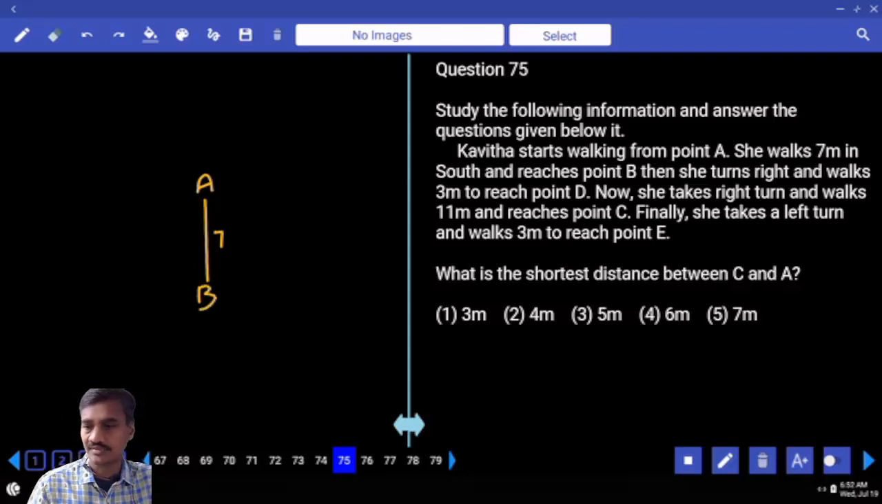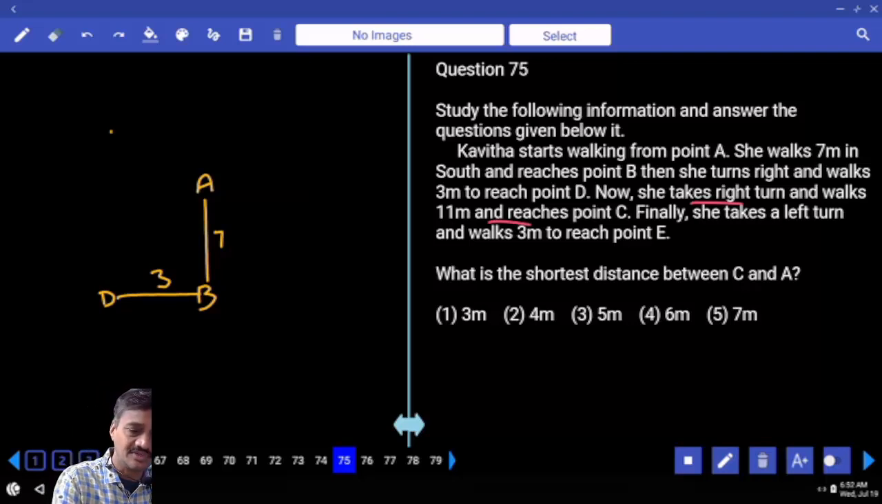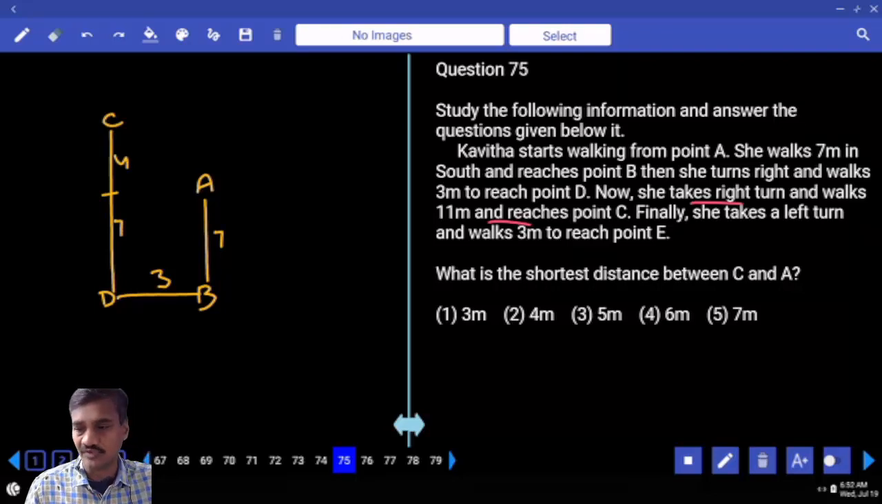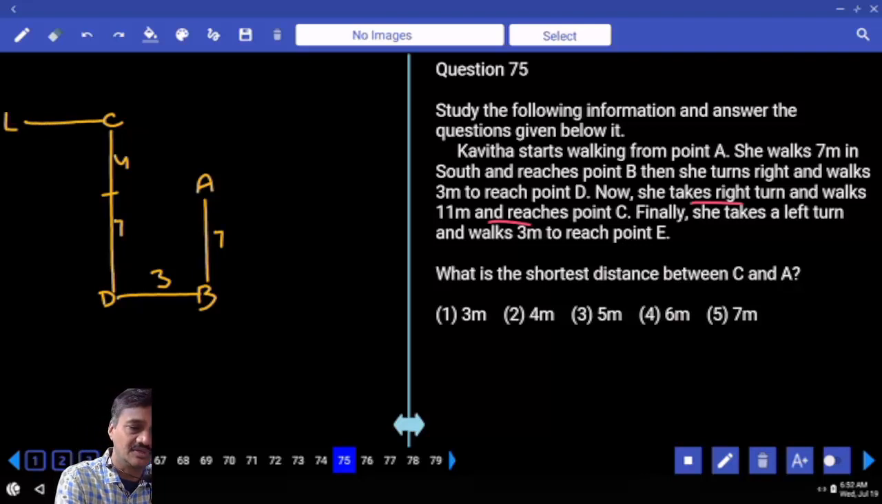From point B, she turns right and walks 3 meters to the right hand side. Now she takes a right turn and walks 11 meters to reach C. From here to here is 7, this is 4, so 7 plus 4 is 11. And finally she takes a left turn and walks 3 meters to reach point E.